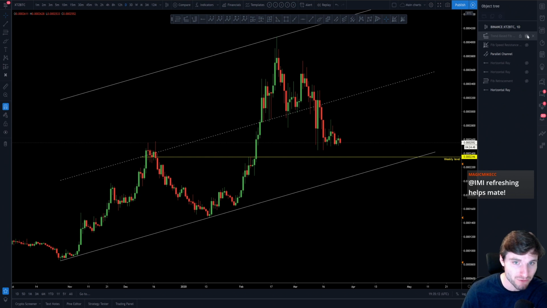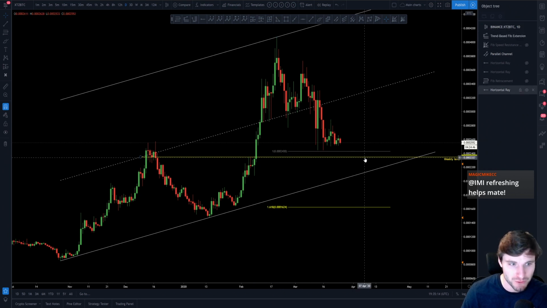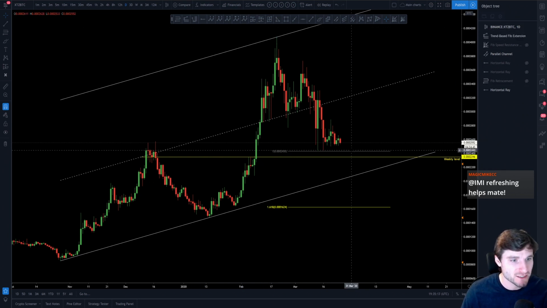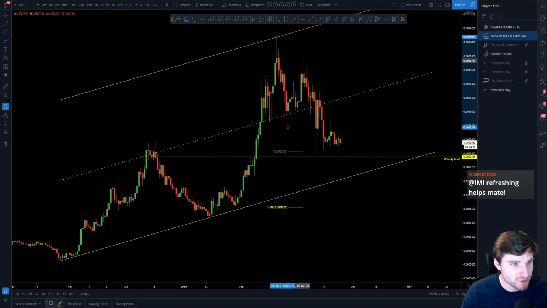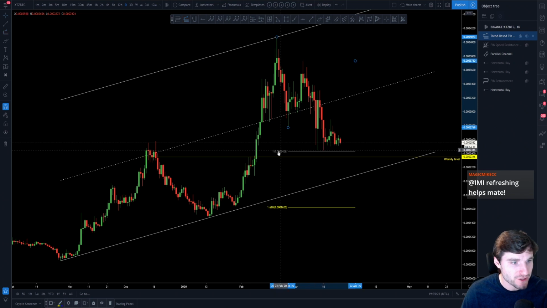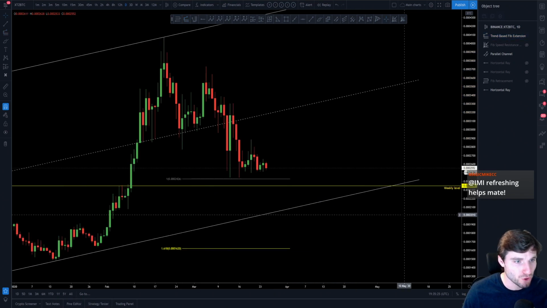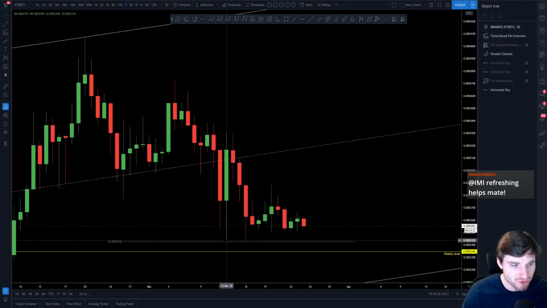So the first one that I always like, as you all know, I really like to go for these one-to-one extensions. Okay, and I'll do it so you can all see. So that's obviously from our high to our low to this next high. Okay, and you can see the one-to-one extension both times was not quite hit. Okay, so it's a really slight front run.